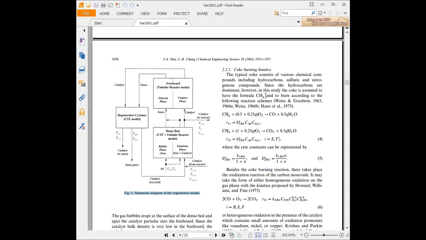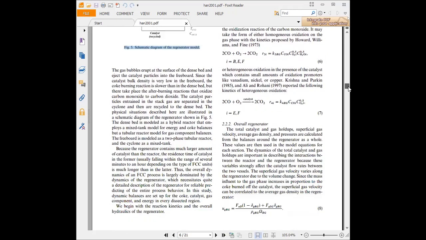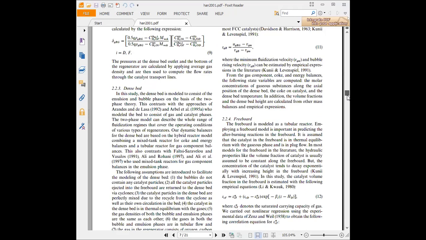So here you can see that there are a number of reactions. Whatever may be the chemical reactions or chemical compounds or hydrocarbons, those applicable to that particular reactor or regenerator, you have to take care of all these reactions and their supporting data. Okay, so this is mentioned here, right?